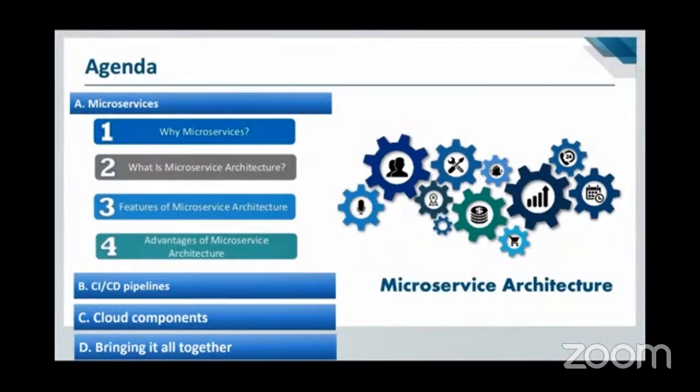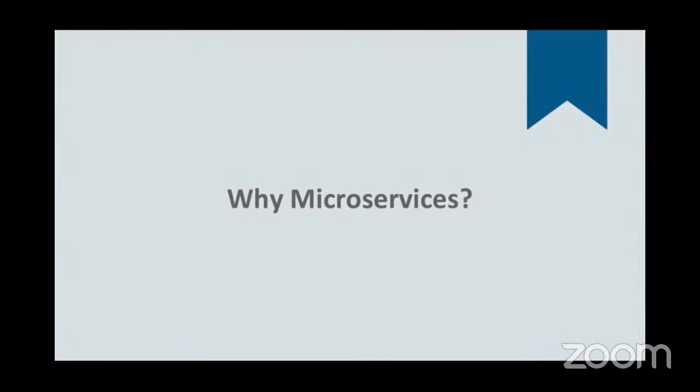Then we'll move on to another industry technology, that is CI/CD, or continuous integration and continuous delivery pipeline. After that, we'll talk about cloud and the various components used in the industry. And then we will see how we can use all of these technologies together in a combined way and how all of them work together in a seamless way. So let's start. Okay, so let's understand why we need microservices in the first place.